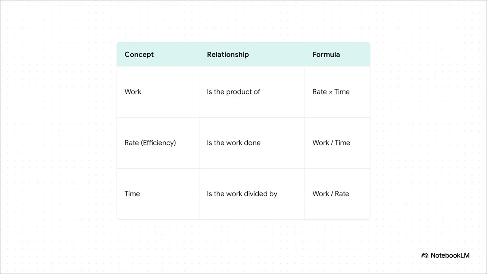And these three concepts, work, rate, and time, they're all connected. They're like three pieces of a puzzle. If you know any two of them, you can always find the third. The main formula you want to burn into your brain is this one: work equals rate multiplied by time. We're going to come back to this again and again.